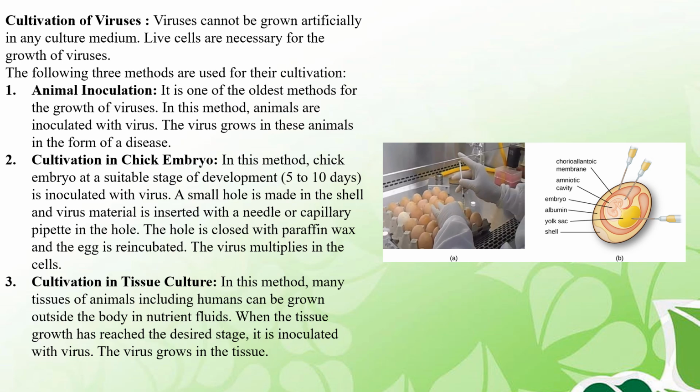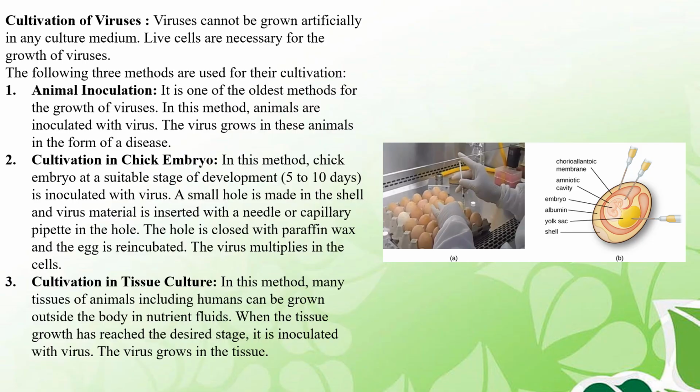The third method is cultivation in tissue culture. Cell culture is the most commonly used method in diagnostic virology for virus cultivation, and the assay is performed. In this method, many tissues of animals, including human, can be grown outside the body in nutrient fluids. When the tissue growth has reached the desired stage, it is then inoculated with virus. Now the virus starts growing in the tissue.